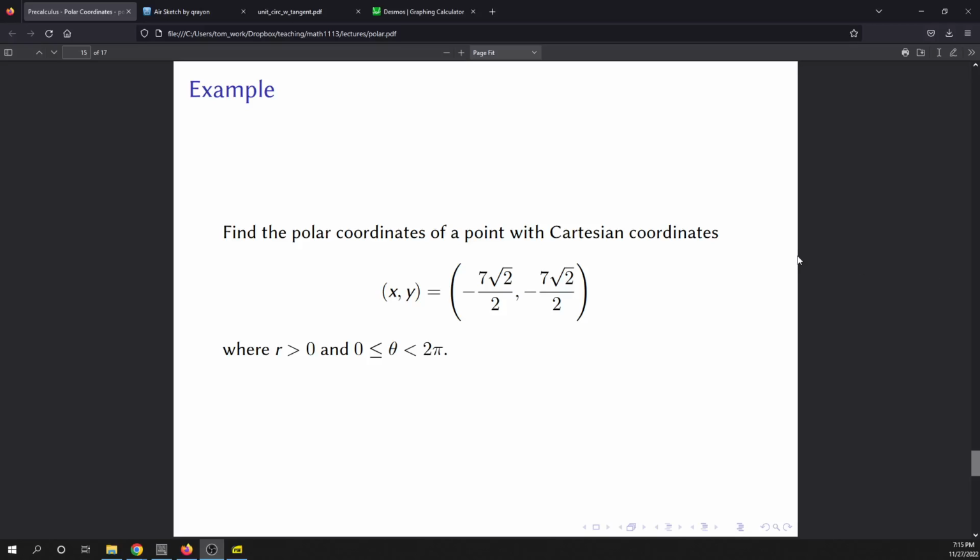In this video, we're going to work through the following problem. It says find the polar coordinates of a point with Cartesian coordinates minus 7 square root 2 over 2, minus 7 square root 2 over 2, where r is greater than 0 and theta is in between 0 and 2 pi.